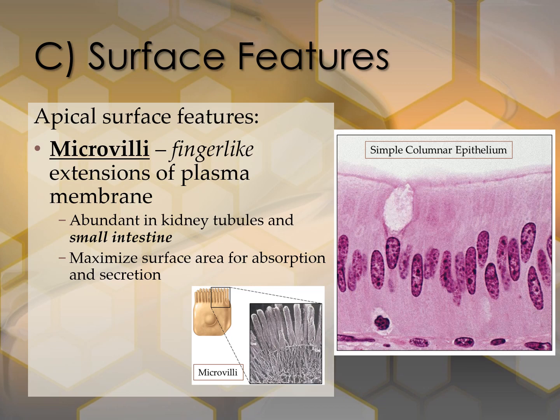These are little finger-like extensions of the plasma membrane of the cell, and what it does is it increases the surface area of the cell. So this is really important if you're trying to absorb nutrients or secrete things from the cell. It increases that surface area, which is really important in the digestive system, especially in the small intestine, as well as in the kidney tubules. We're doing a lot of absorbing and secreting in both of those areas.